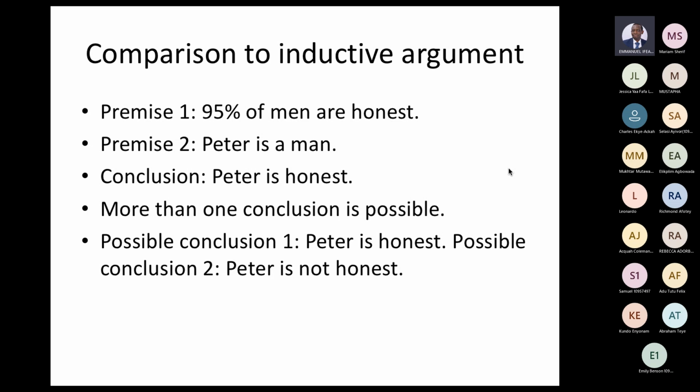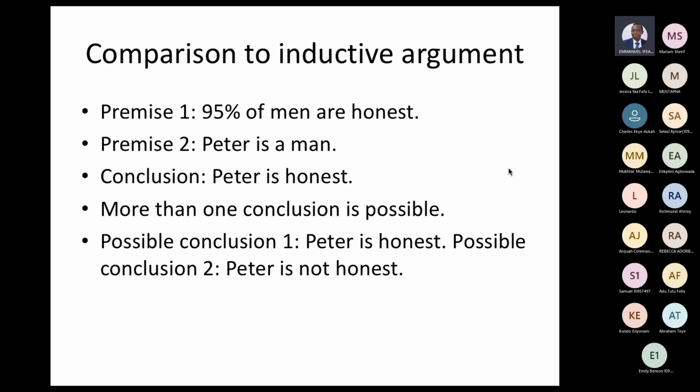Peter could be among the 95% of men that are honest, and Peter could also be among the 5% that are dishonest. So that's why more than one conclusion is possible. Possible conclusion 1, Peter is honest. Possible conclusion 2, Peter is not honest.